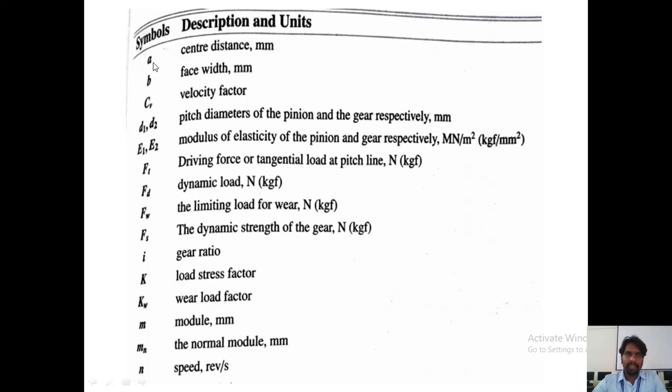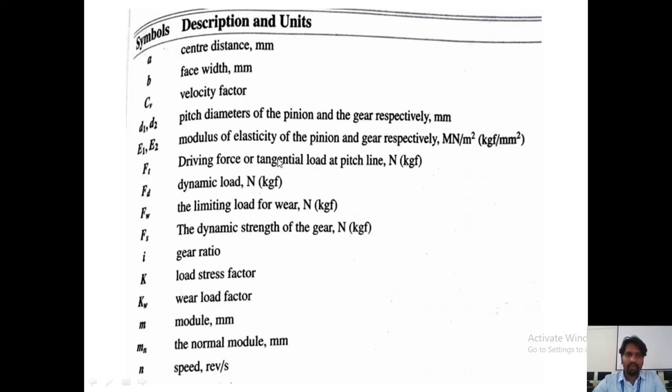So the symbols are that A will be the center distance between the shafts, B is the face width, CV is the velocity factor, D1, D2 is the pitch diameter of pinion and gear, E1 and E2 modulus of elasticity of the pinion and gear. So in the design of spur and helical gear, the denotation 1 is for the pinion, the smaller gear, and denotation 2 is for the gear, which is the larger gear.